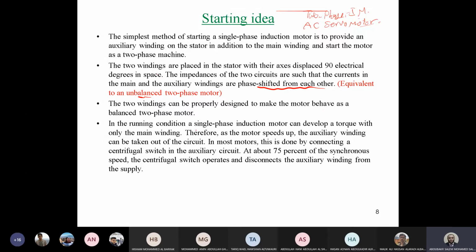In the running condition, a single-phase induction motor can develop a torque with only the main winding. Therefore, as the motor speeds up, the auxiliary winding can be taken out. This is as we discussed. We will remove the winding from the operation. In most motors, this is done by connecting a centrifugal switch. This is a mechanical switch, dependent on speed, in the auxiliary circuit. At about 75% of the synchronous speed, this switch will be disconnected automatically.